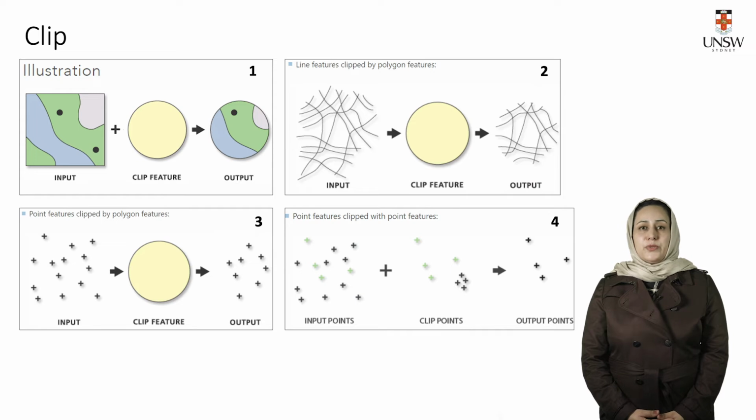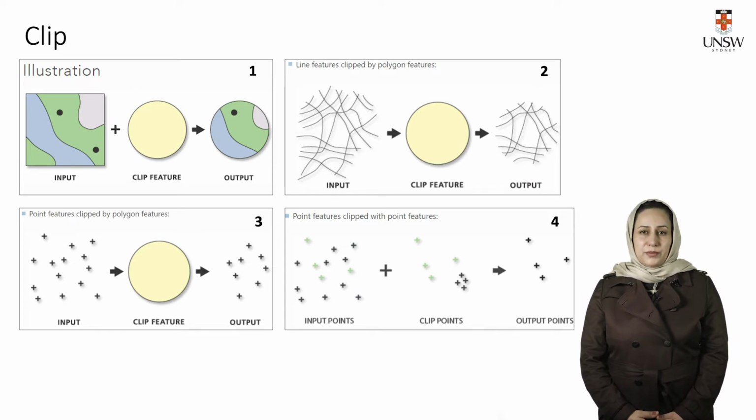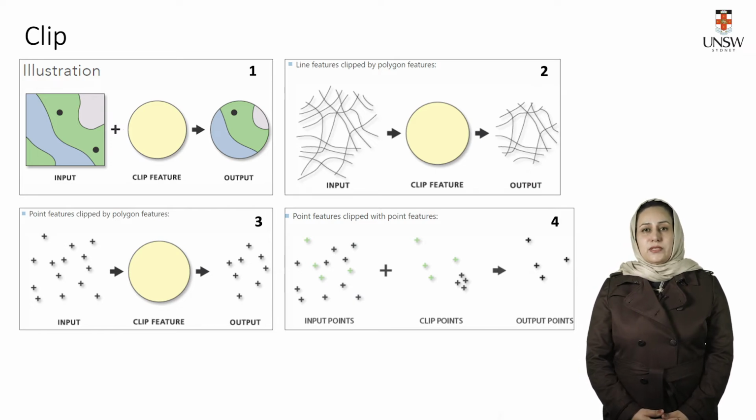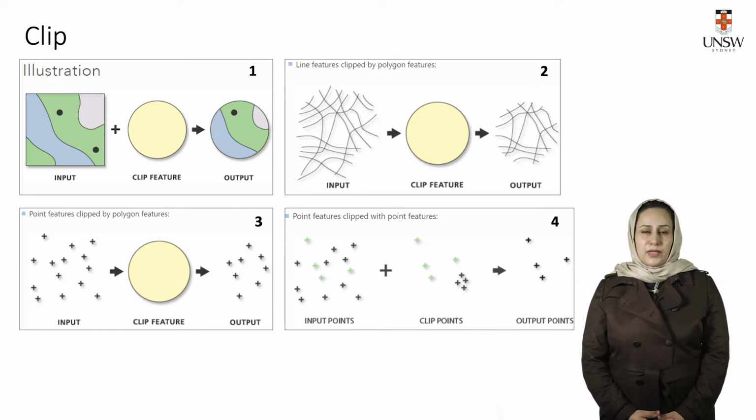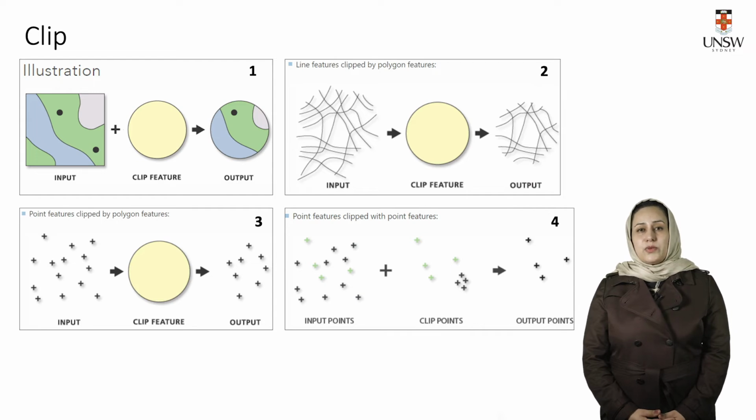For image number 2, a line shapefile is going to be extracted within the circle study extent. In image number 3, you see that a point shapefile is going to be clipped by the circle so that we extract only the points within the circle area. A clip feature could be a point feature as demonstrated in image 4, and in this case only the points demonstrated in clip points will be extracted from input layer.